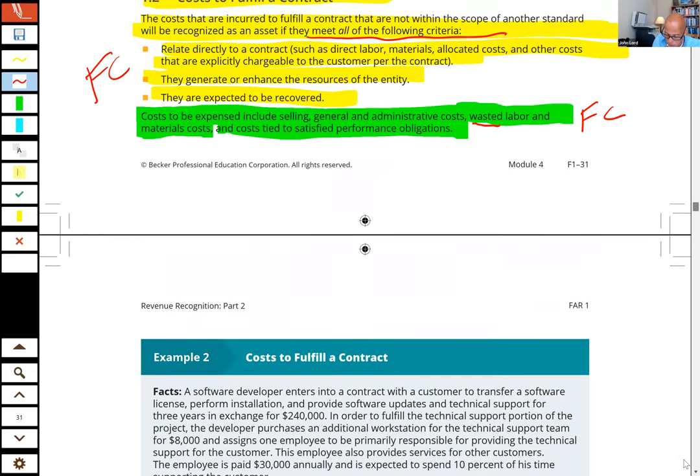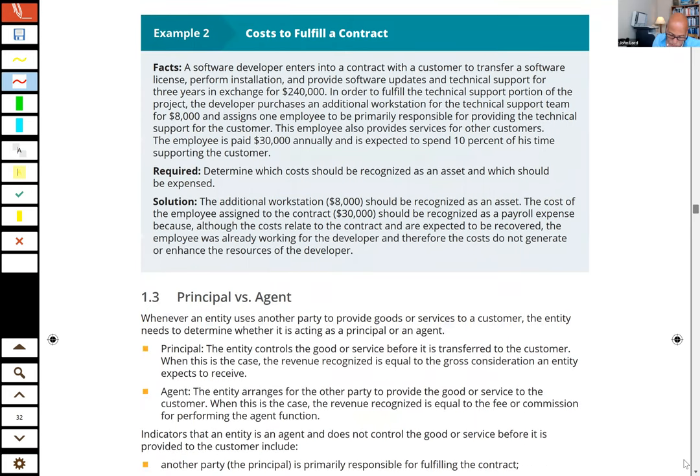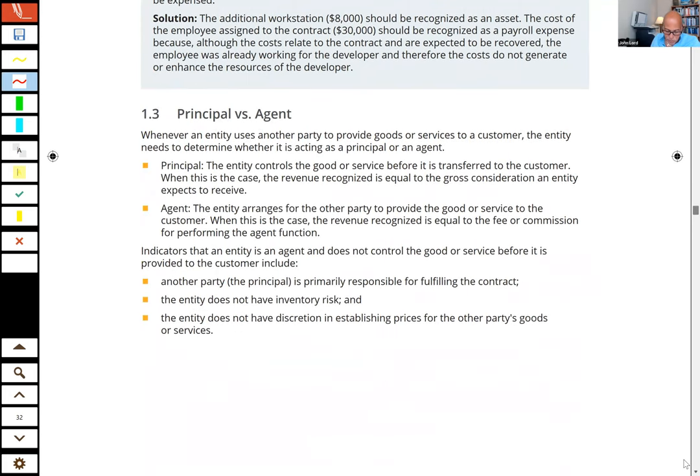Guys, I'm not going to go through this example because the material was pretty self-explanatory there, so I don't see that we should spend our valuable time here looking at an example when there's something that we already understand. Now, principal versus an agent, and it becomes important because it's going to affect how we will recognize our revenue. So we need to determine, are we the principal or are we the agent?